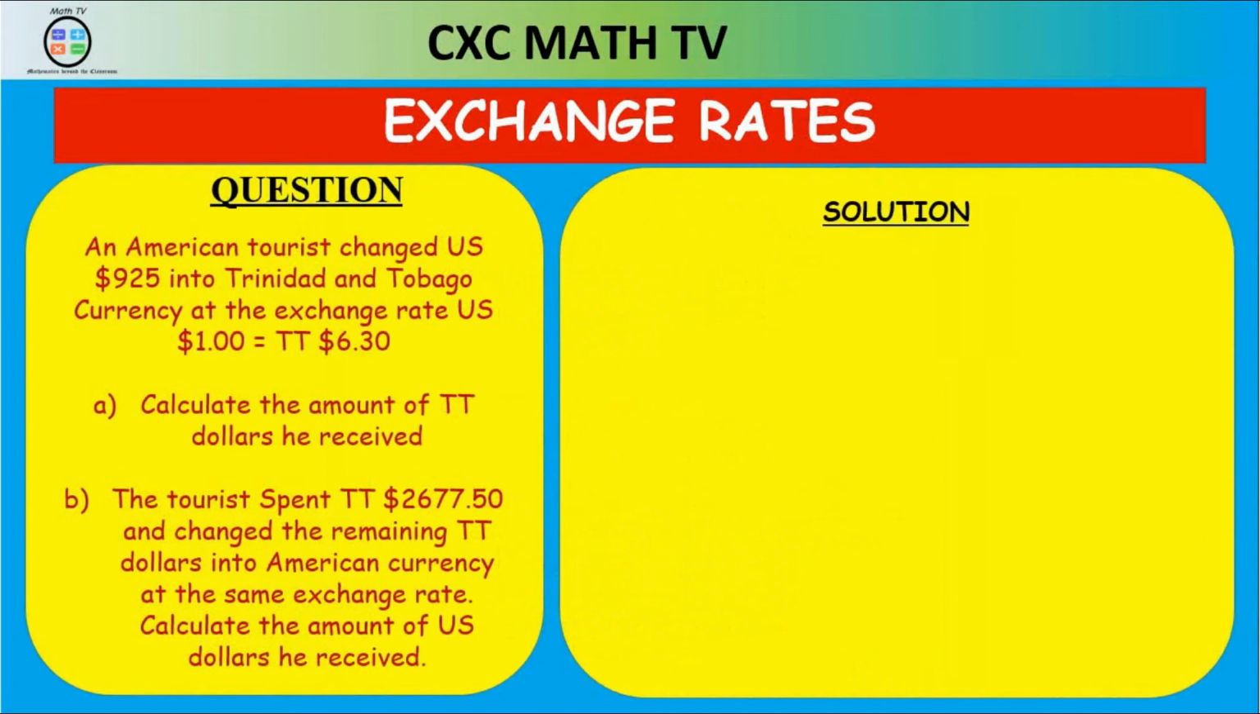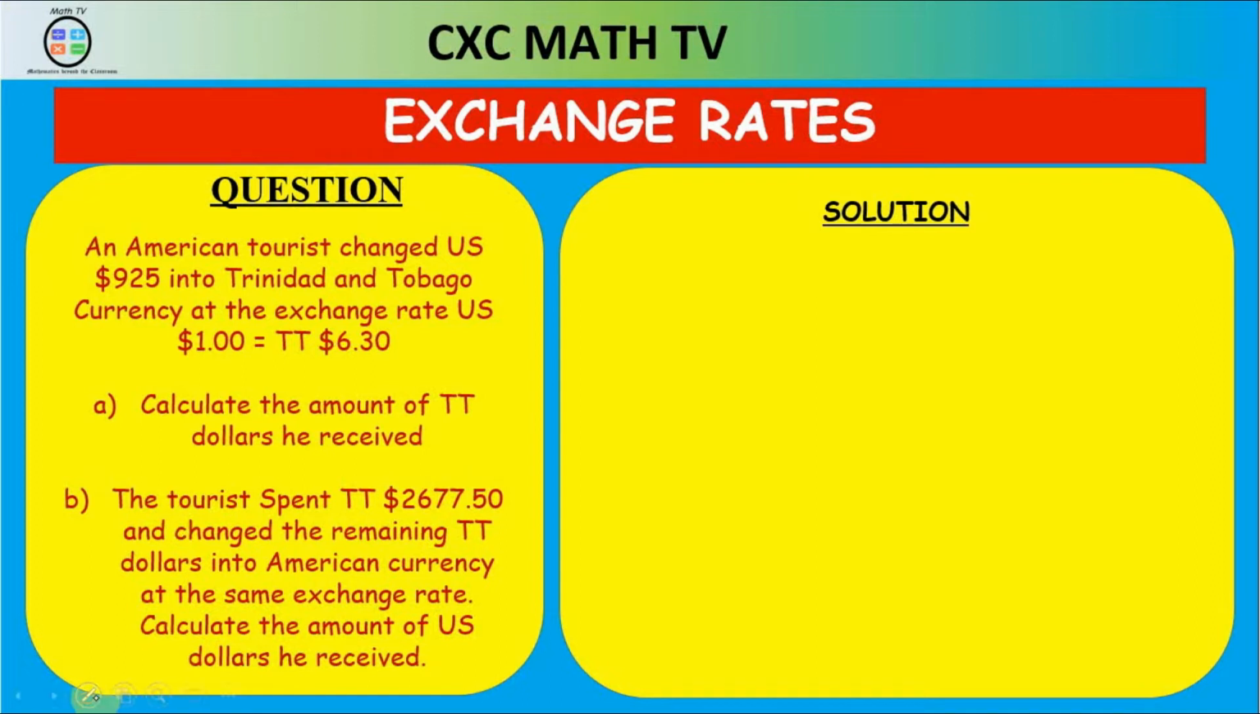All right, let's start this question now. It says an American tourist changed US $925 into Trinidad and Tobago currency at the exchange rate that US $1 is equal to TT $6.30. Calculate the amount of TT dollars he received.